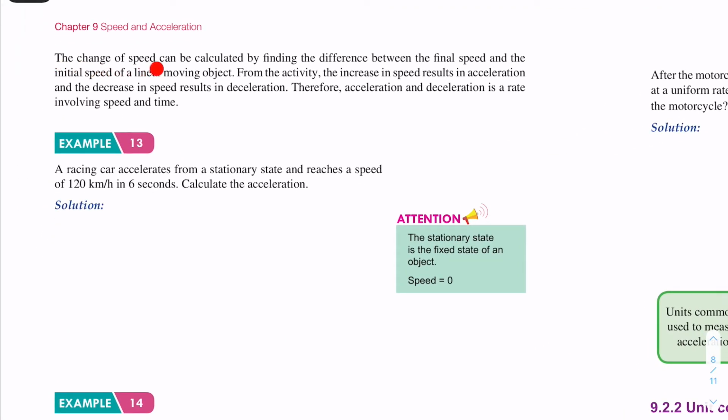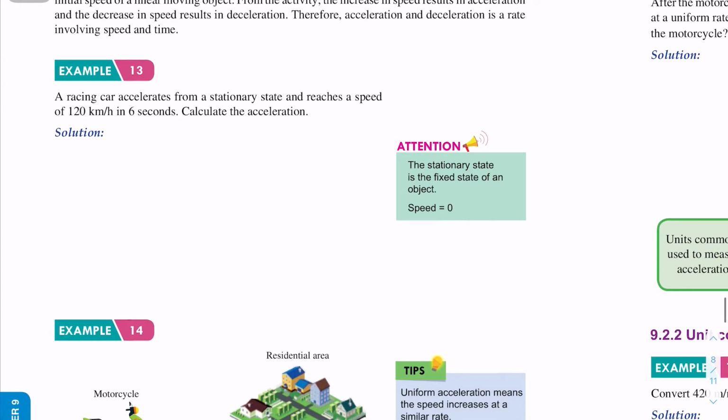The change of speed can be calculated by finding the difference between the final speed and the initial speed of a linear moving object. From the activity, the increase in speed results in acceleration and decrease in speed results in deceleration. Therefore, acceleration and deceleration is a rate involving speed and time. So let's look at the first example.